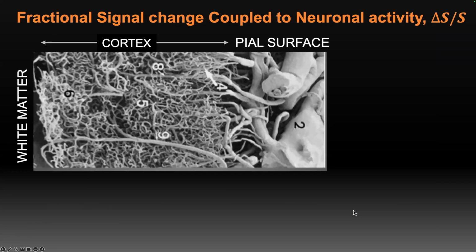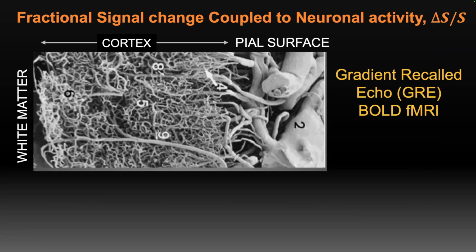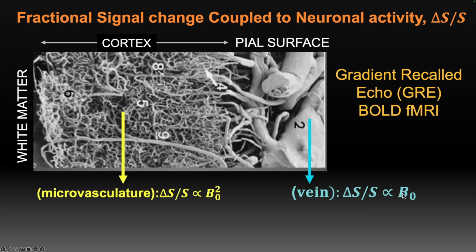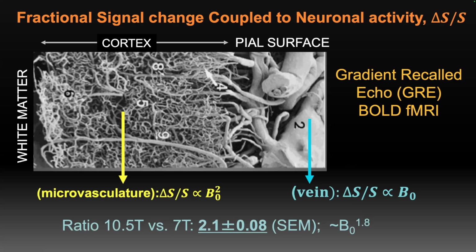And we know that in gradient echo fMRI, we have these big veins I mentioned to you, and that delta S over S goes linearly, as I mentioned. And then for the capillaries, it's supposed to go roughly as a square. And what about then 10.5 Tesla data? When we do gradient recalled echo BOLD fMRI, how does it go? We are not distinguishing at the present time whether it goes one way or the other. We are not doing it at high resolution, so we are not just looking at capillary areas.